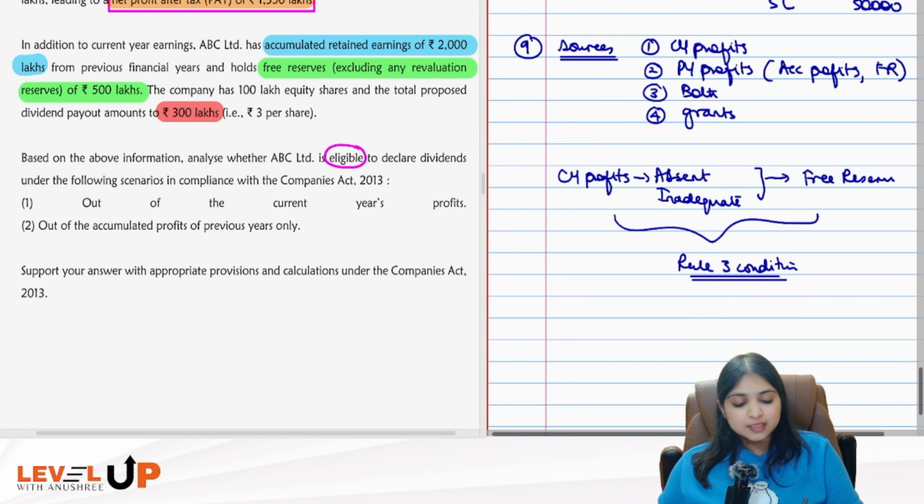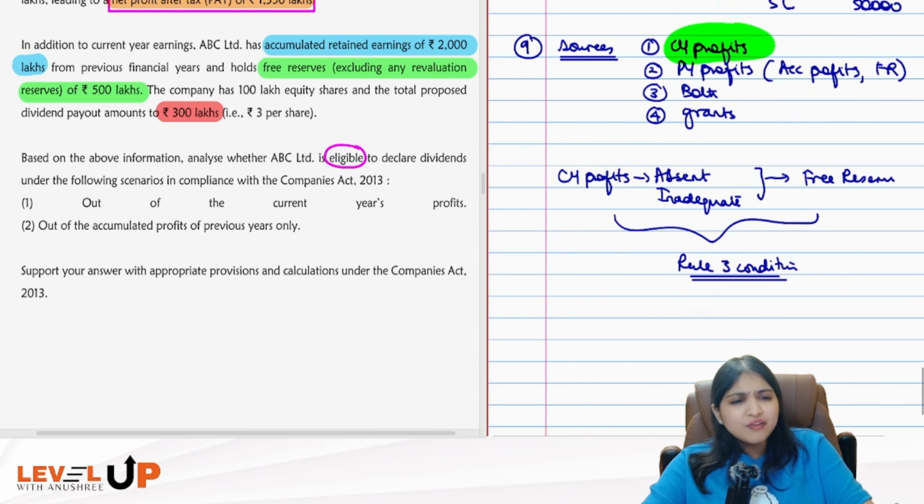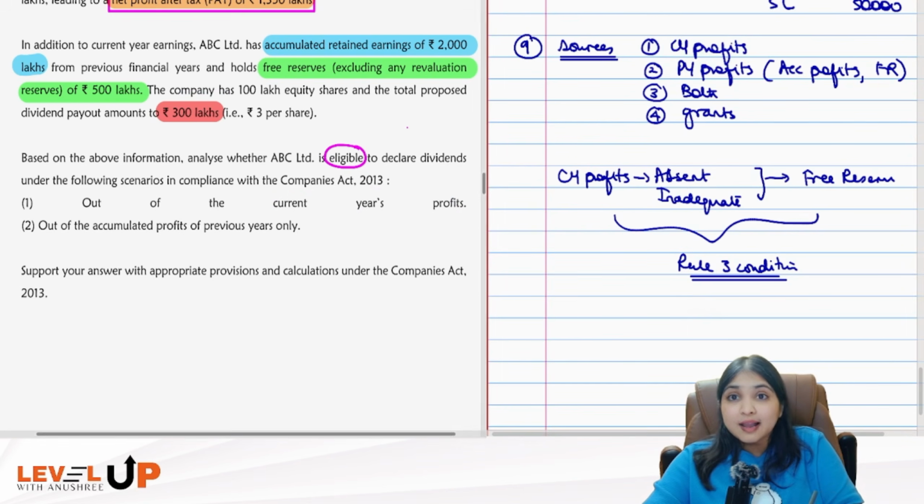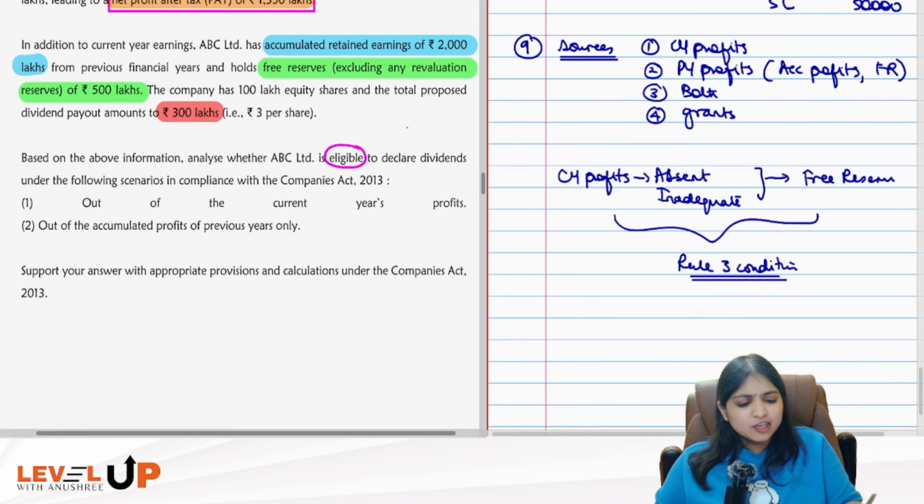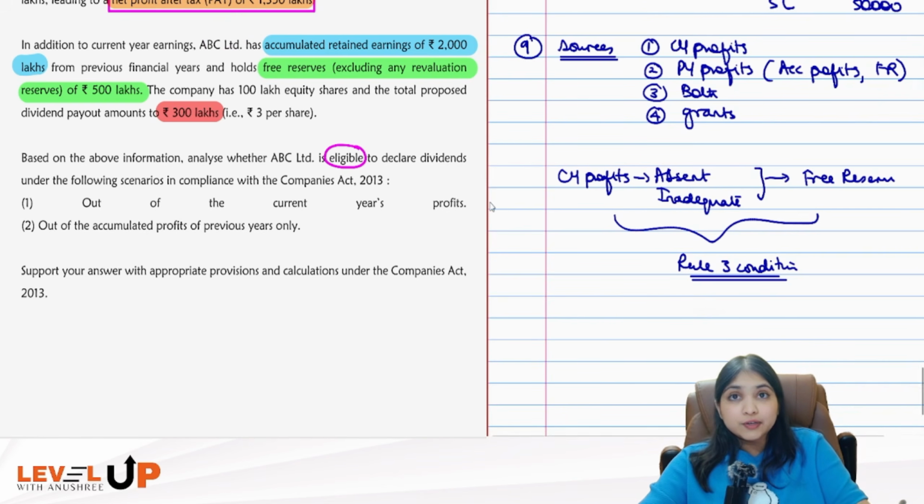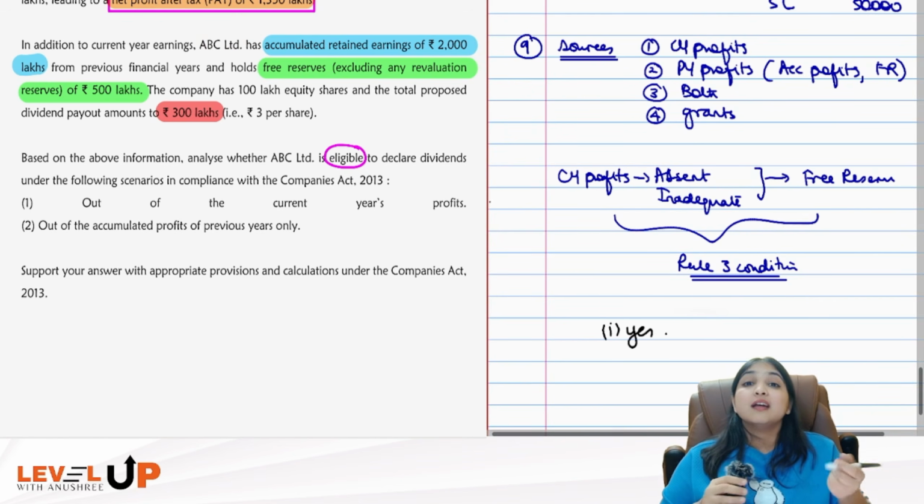So the first question is, is it eligible? Can the company declare dividend out of current year profits? Company can 100% declare dividend out of current year profits. We need 300 lakhs only. We have 1350 lakhs of current year profits. So is it eligible? Can the company declare dividend out of current year profits? Definitely yes, it is eligible. Company can declare dividend out of current year profits. Now comes the second question, the question which kind of shocked most of the students.